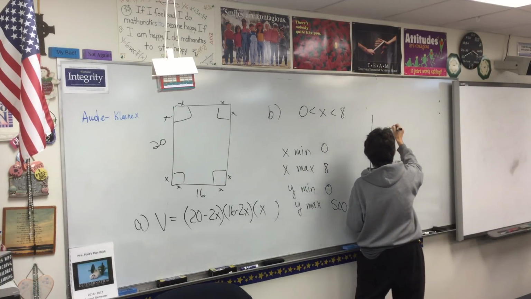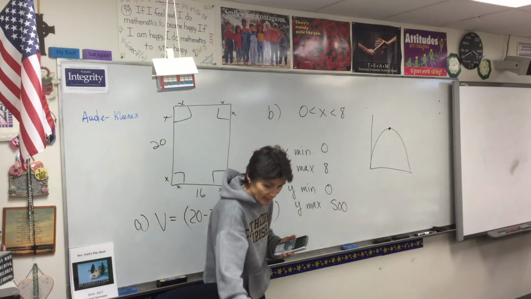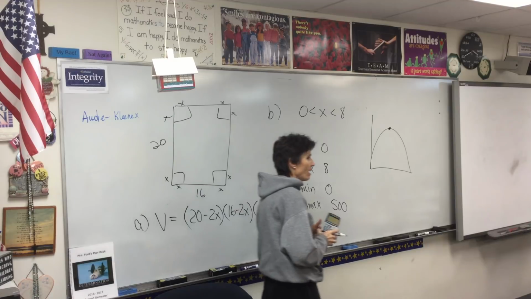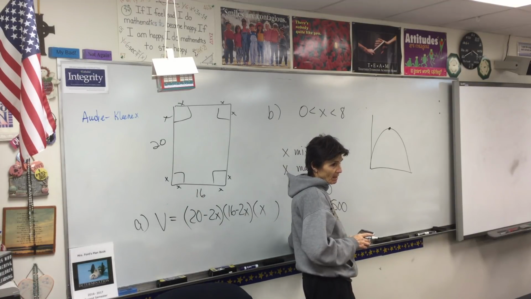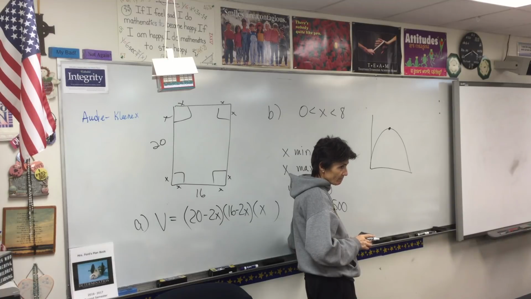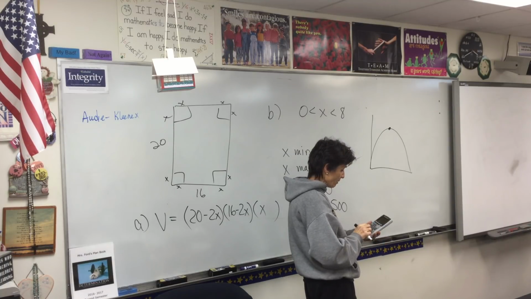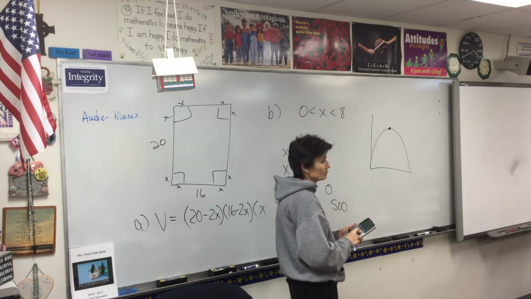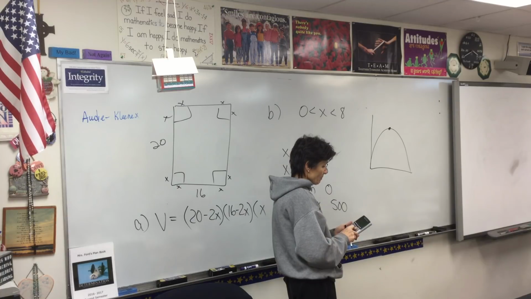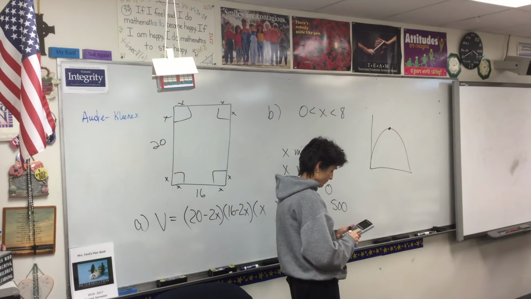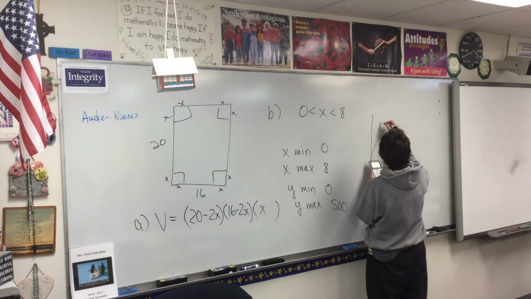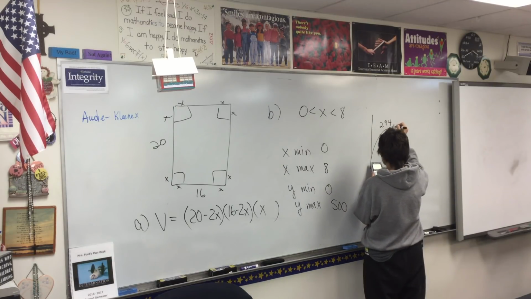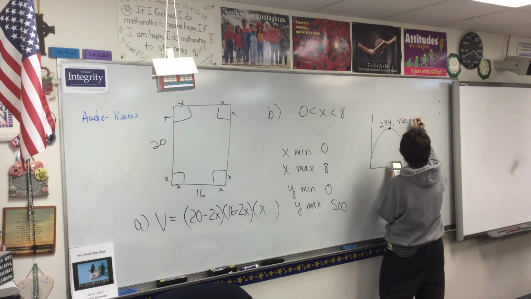This is the point I'm interested in because the problem says maximize the volume. Maximize the volume. Right? So I'll second calc, go down to maximum. Left bound. Right bound. Yes. And that point is 2.94, comma, 420.11.